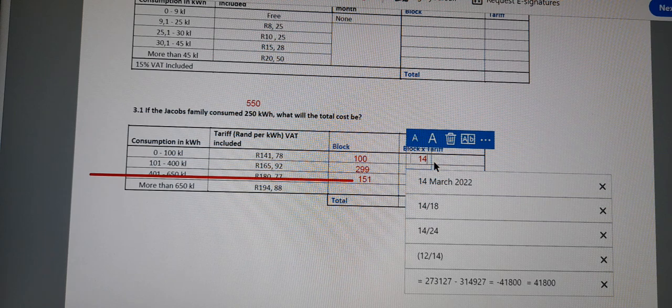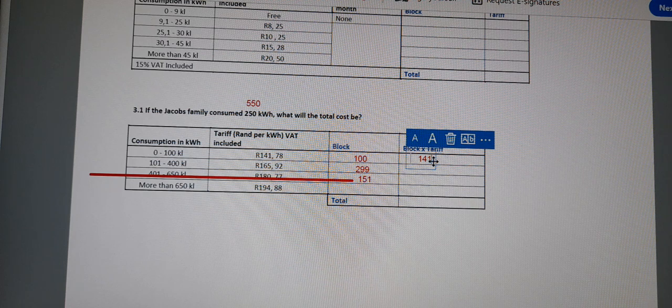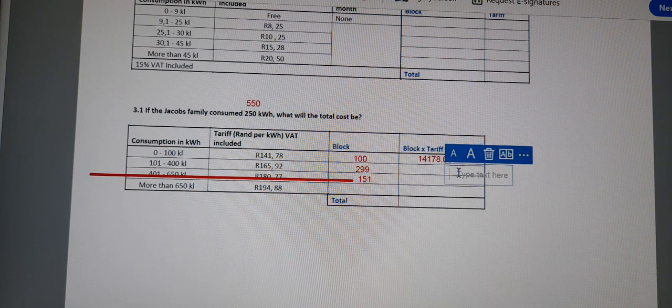Hey, am I right? It's 14,178.00. And then this one, it's 299 times 165.92. Here we're going to get 49,610.